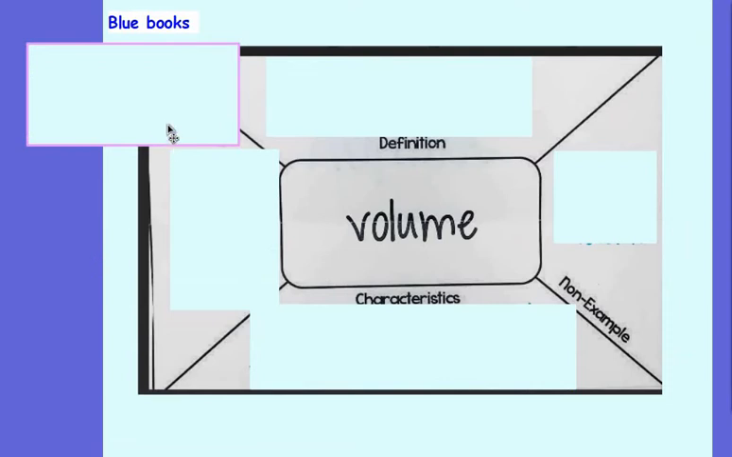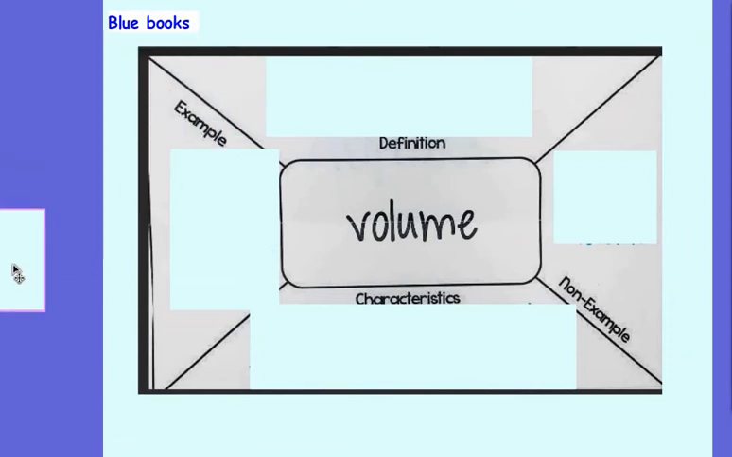Okay, Year 8, in your dark blue books for me, can you write volume in the middle of your page, and around the outside can you write me your definition, an example, a non-example, and any characteristics of volume you can think of. Pause the video for a couple of minutes and have a go at that now, please.